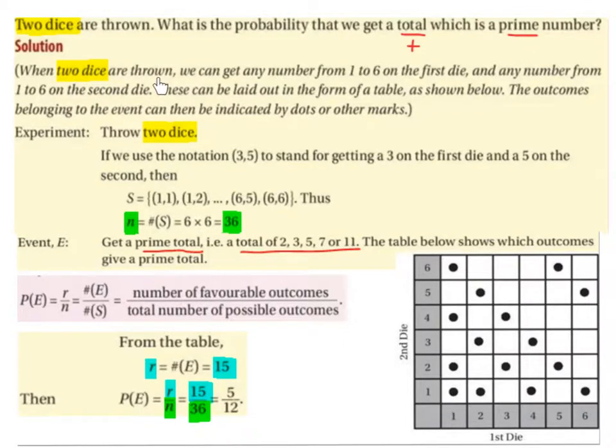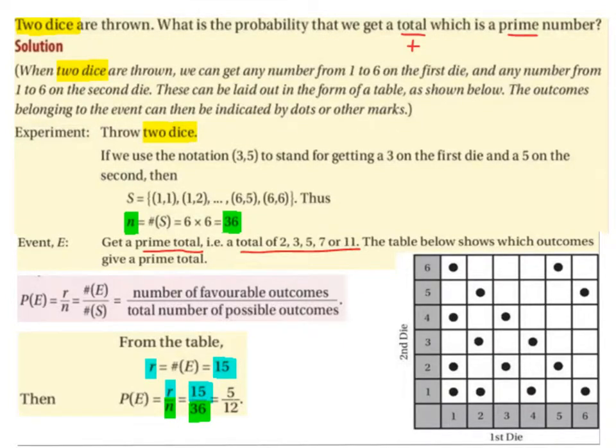When 2 dice are thrown, we can get any number from 1 to 6 on the first die, and any number from 1 to 6 on the second die. These can be laid out in the form of a table as shown below. The outcomes belonging to the event can then be indicated by dots or other marks.